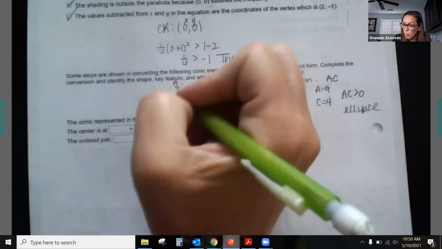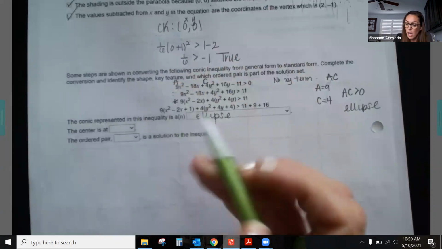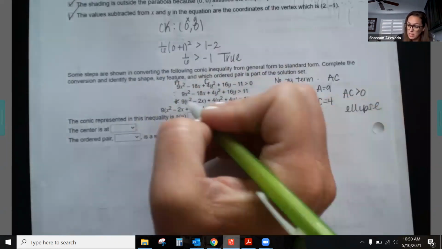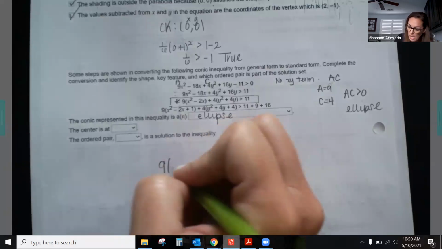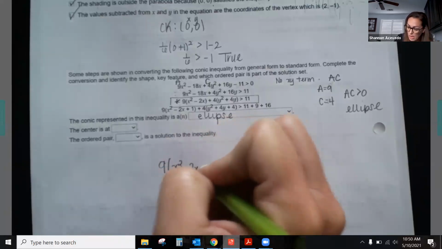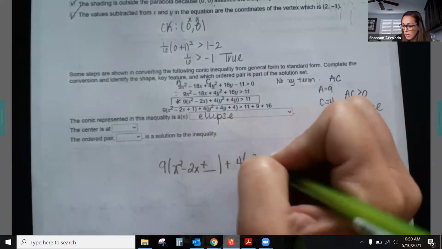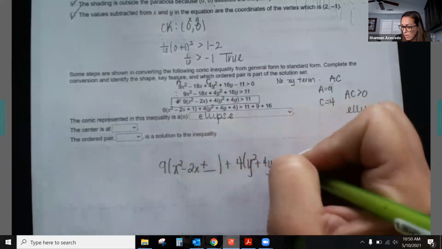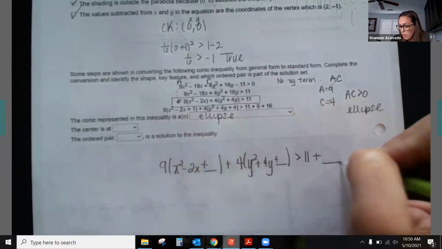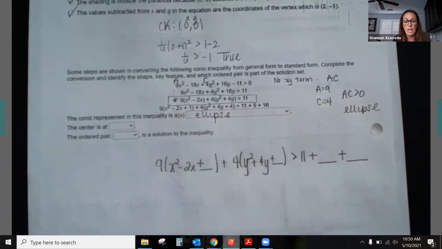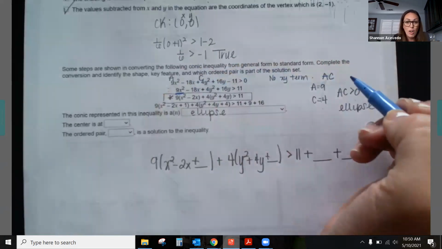So I'm going to start from right here. So you can see where they factored out our GCF. I'm going to take that step right here, and I'm going to rewrite it down below. So I'm going to have my 9, and I'm going to have x squared minus 2x plus my blank, plus my 4. This is going to be y squared plus 4y plus my blank is greater than 11 plus my blank plus my blank.